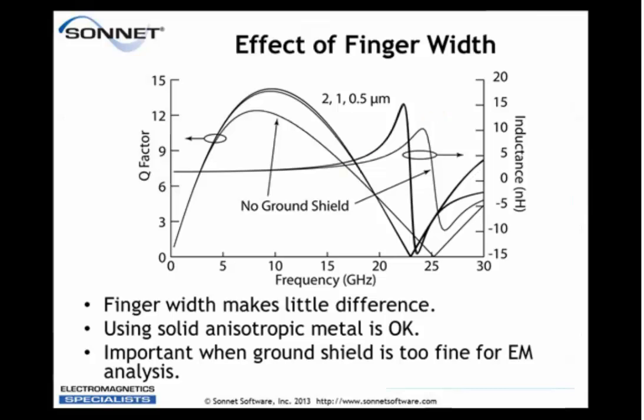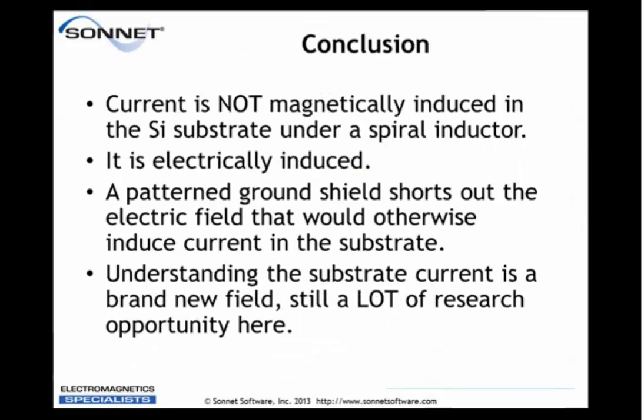As finger width gets finer and finer, 1/2 micron, 1/10 micron and down, it's really hard for any EM analysis to actually EM analyze the entire pattern ground plane. So what you can do with Sonnet is just leave the cell size fairly large and just put down solid anisotropic metal, because the finger width does not matter. You put in solid anisotropic metal and you get essentially the same result. A very fast way of analyzing extremely fine pattern ground planes.